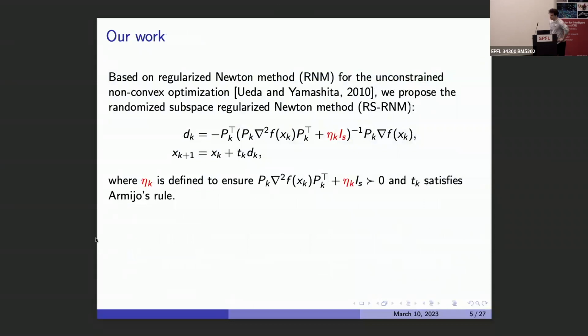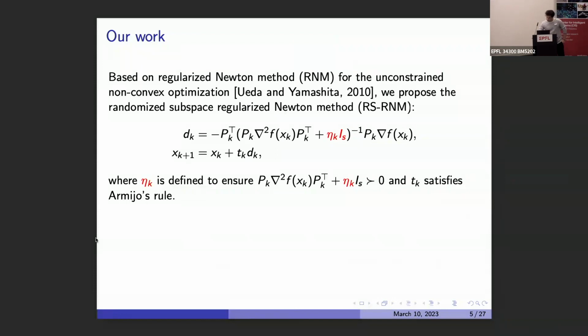Here, because the function is non-convex, the term P times Hessian of f times P transpose is not positive definite anymore, because the Hessian of f could have negative eigenvalues. So we add some regularizer, where eta k is the parameter so that the matrix is positive definite. And tk is a step size that satisfies the Armijo rule, which I will detail later. This is based on a paper by Ueda and Yamashita in 2010.